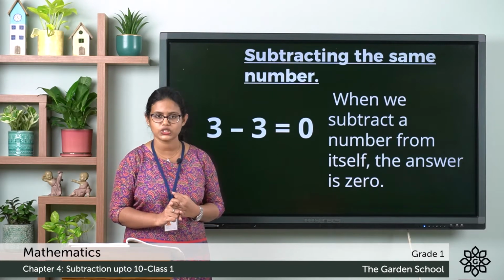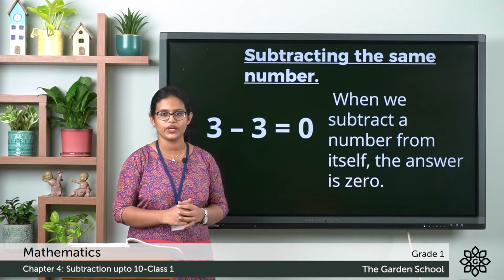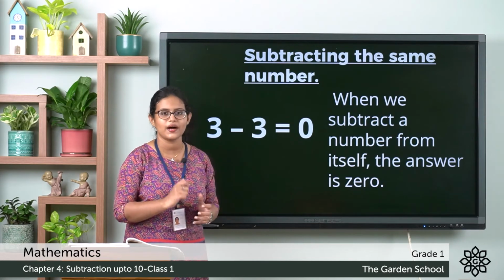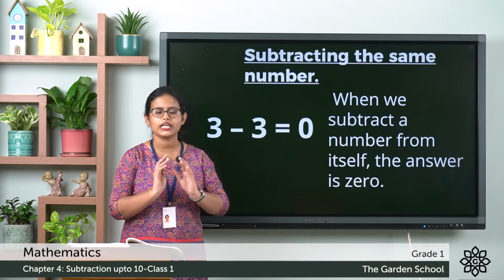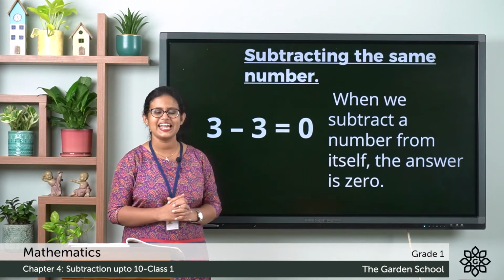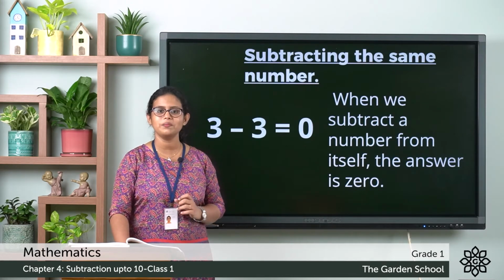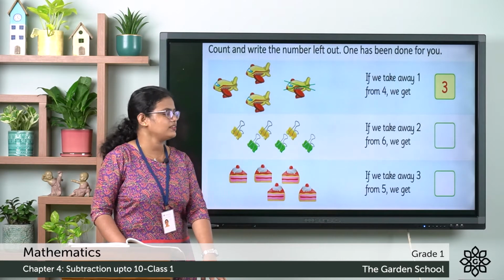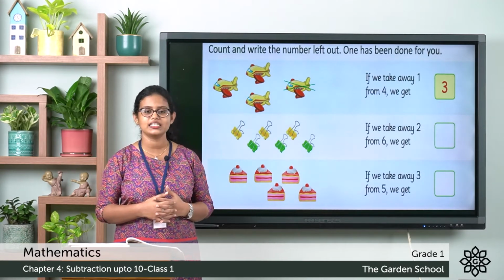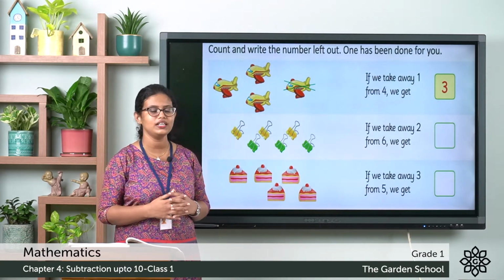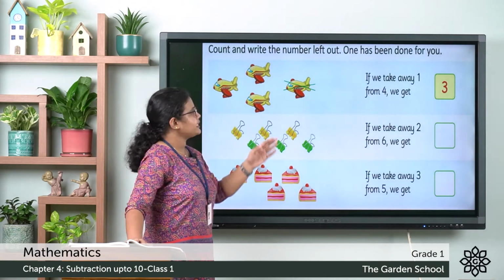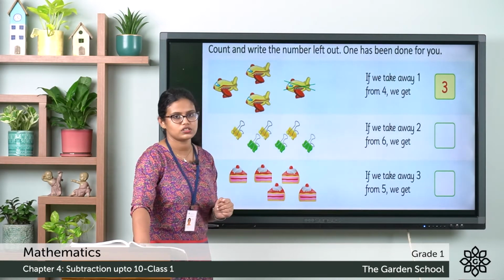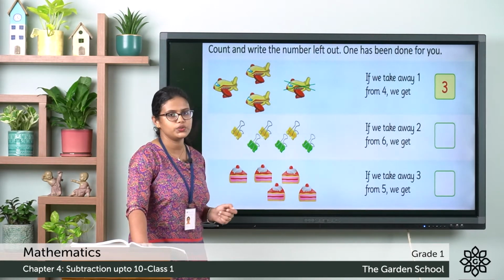Understood? Subtraction means taking away and the symbol is minus. Okay, so you have to keep all this in your mind. Based on this, we'll do some exercise. You can take page number 49 and you can see it is given. Let's recall. Count and write the number left out. So one is done for you.